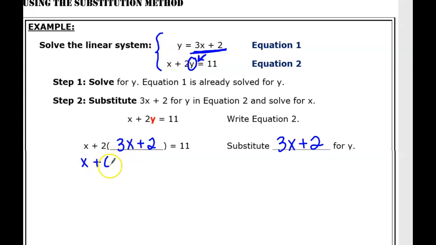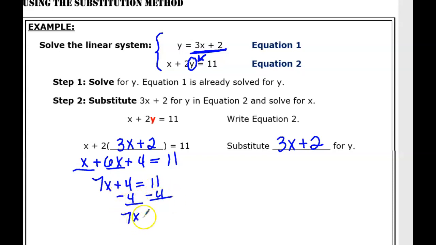We're going to distribute. Okay, so I distributed. Now I'm going to combine my like terms. I've got 7x plus 4 equals 11. Then I'm going to subtract my 4 from both sides. So 7x is going to be equal to 7. I'm going to divide by 7. X is 1. That should be pretty easy by now, solving for x, because we've got one variable. So we got our x. Remember, our solution is an ordered pair. So we know it's 1 and then something else.